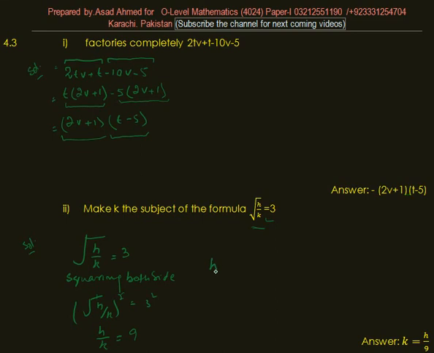So h upon k is equal to 9, which means h upon 9 is equal to k, by cross multiplication. k goes here and 9 comes in the denominator of h. So k is equal to h upon 9.